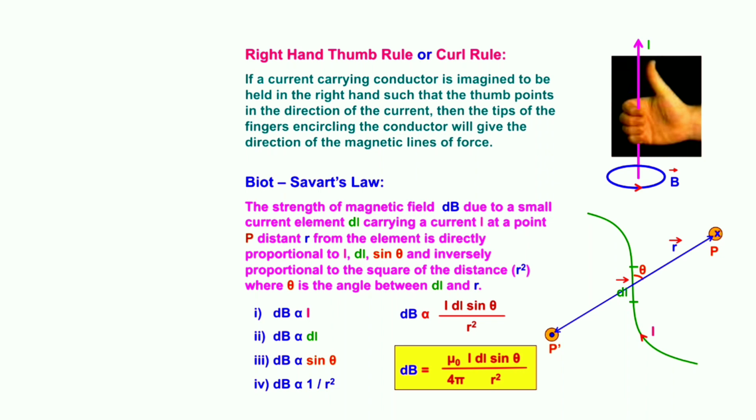Now this magnetic field will be emerging at P dash. You can see the first point, that is P dash, where a dot is placed. So it is emerging, that means it is coming out at P dash, and it is entering, shown by the cross at point P, into the plane of the diagram.